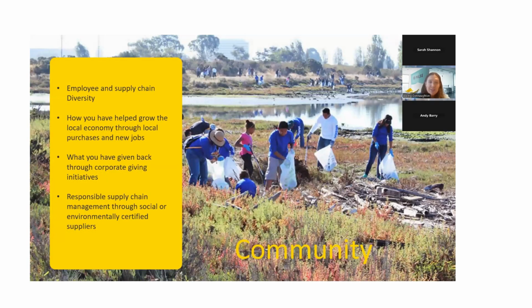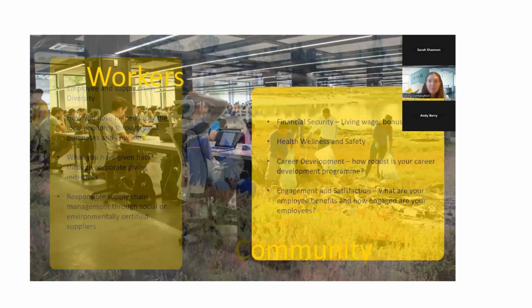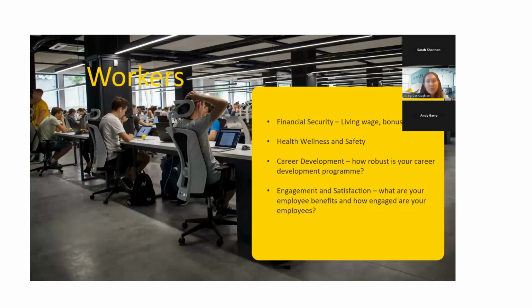And then community, so this includes the employee and supply chain. So this is also diversity as well, your DE&I strategy. How have you helped grow the local economy through local purchases and new jobs? What have you given back through corporate giving initiatives? And then your responsible supply chain management, and making sure that you may have certified suppliers, etc. So really, how are you supporting your local community, and what are you doing to make sure that they're also growing and thriving?